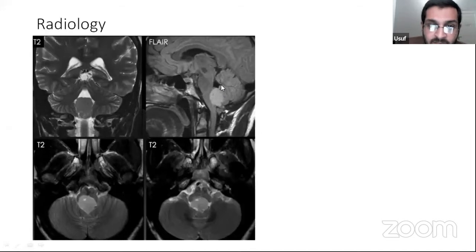You can appreciate that this is the fastigium, this is the upper half of the fourth ventricle, and this is a lesion in the lower half of the fourth ventricle. So this would be an ideal case for a telovelar approach. A telovelar approach would be addressed like this.